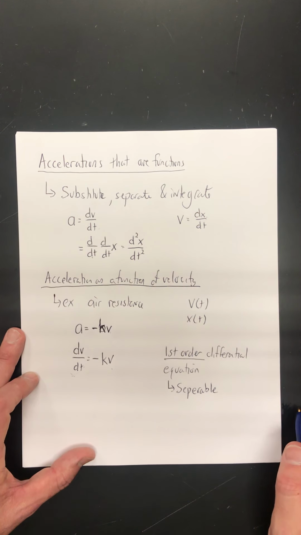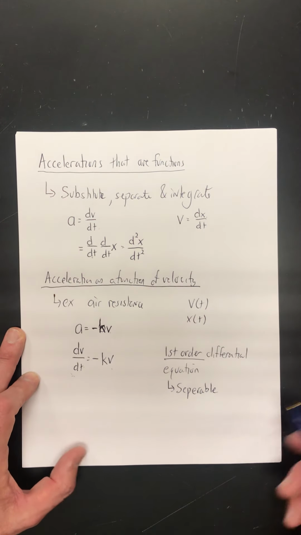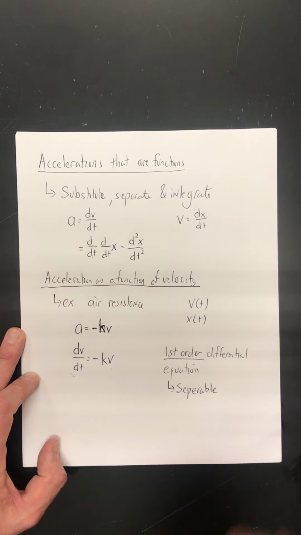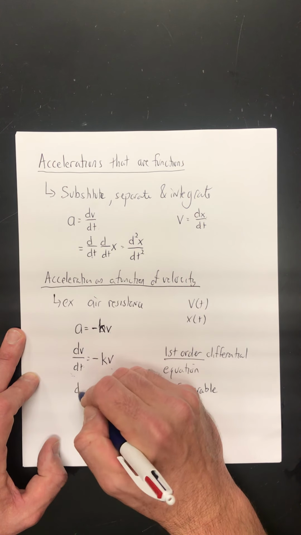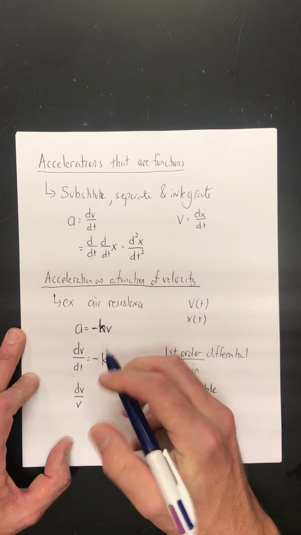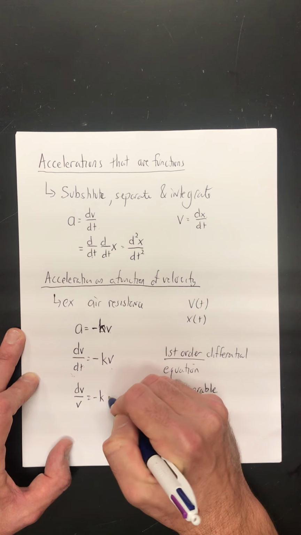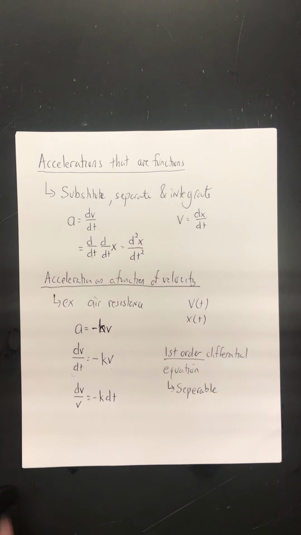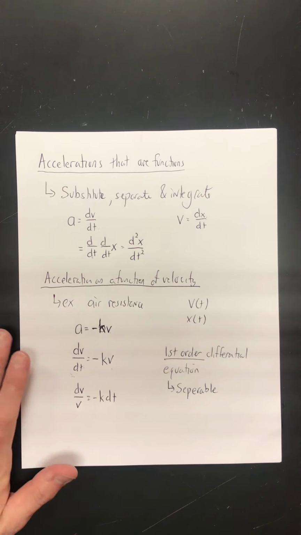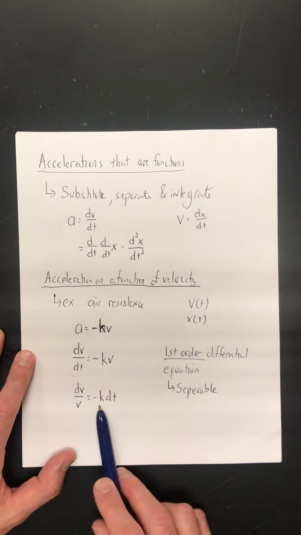Separable means that I can get all of one variable on one side of the equality and all of the other variable on the other side of the equality. So in this case, I can get all my v's on the left and all my t's on the right. So I'm going to do that now. So dv over v equals negative k dt. Now that negative k could have come along for the ride anywhere. I'm just going to keep it on the right because the right side of this equation is simpler right now, and I think it'll make the work a lot nicer. So we can see that this is indeed separable.